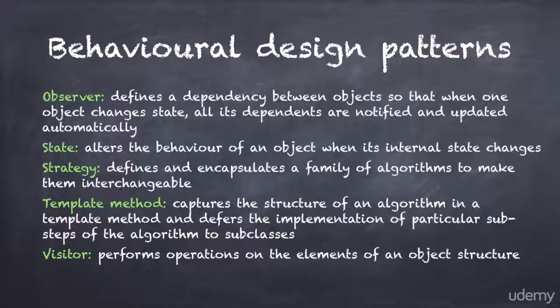The intent of the state pattern is to alter the behavior of an object when its internal state changes. The strategy pattern's intent is to define and encapsulate a family of algorithms to make them interchangeable. The intent of the template method pattern is to capture the structure of an algorithm in a template method and defer the implementation of particular substeps of the algorithm to subclasses.